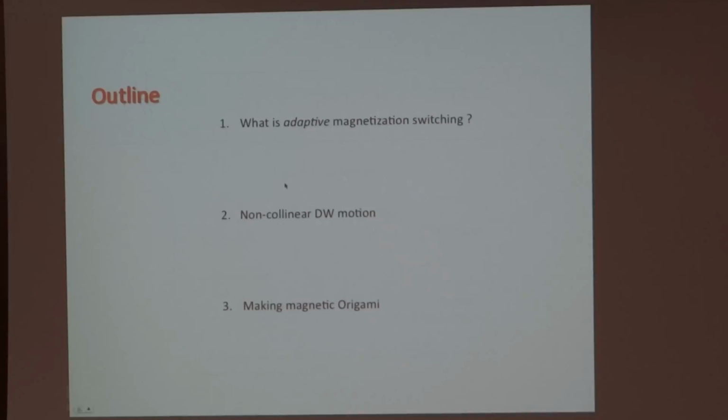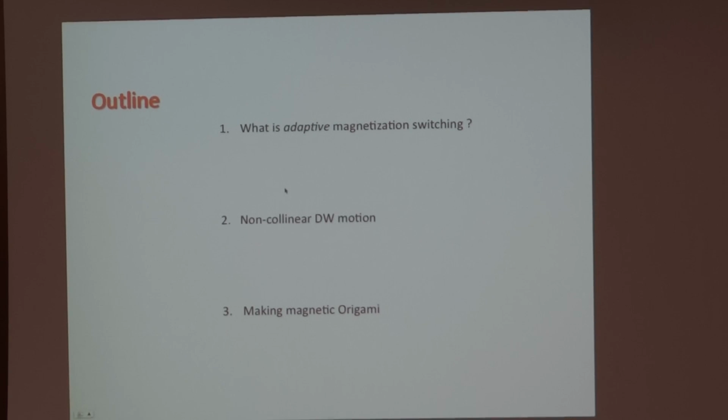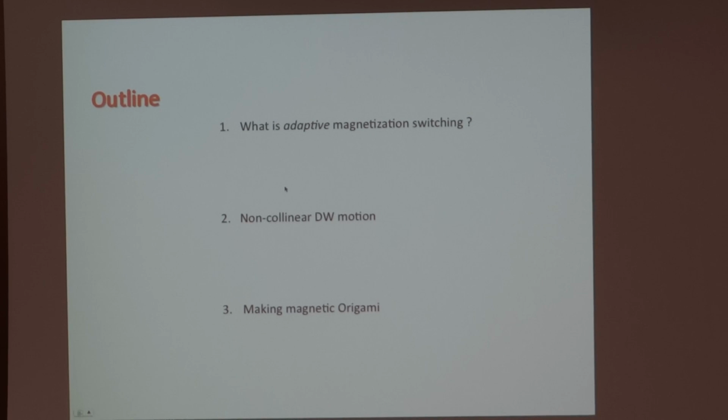So let me start with the outline. I'm going to show what I hope is a new concept of adaptive magnetization switching. Then I will show you experimental results on non-collinear domain motion, and based on this, I will show how we build what we call magnetic origami.